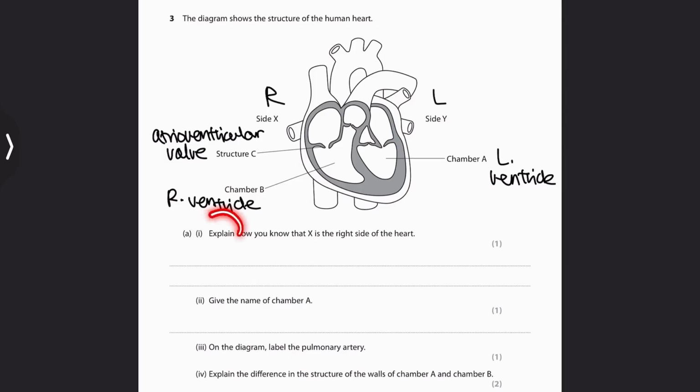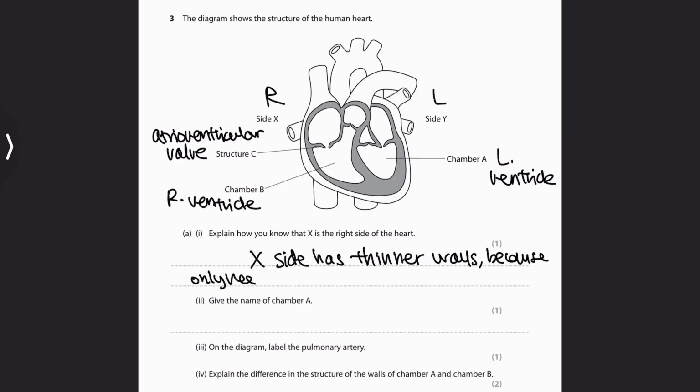So when it says explain, you've got to give a reason. It's because the X side has thinner walls. And you can't just say that, you have to explain, right? Because it only needs to pump blood a short distance, which doesn't require a lot of force, to the lungs.